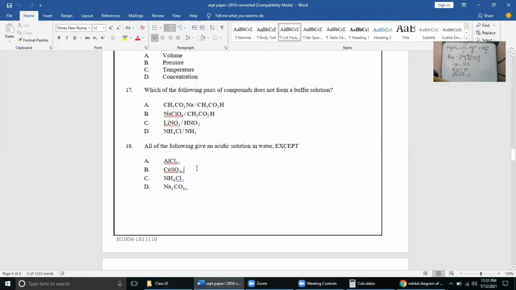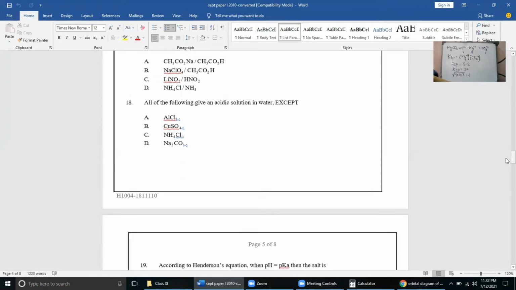Number 18. All of the following give an acidic solution in water, except. These are different salts. If any salt is made from strong acid with weak base, it will give you acidic solution. Now let's see AlCl3. From which acid or base it has been formed? Positive ion of any salt comes from base and negative ion of any salt comes from acid.